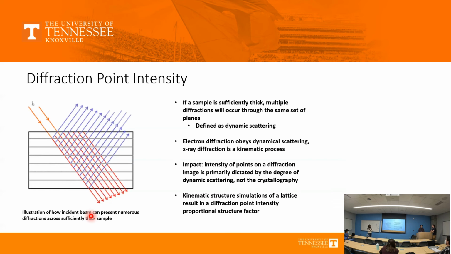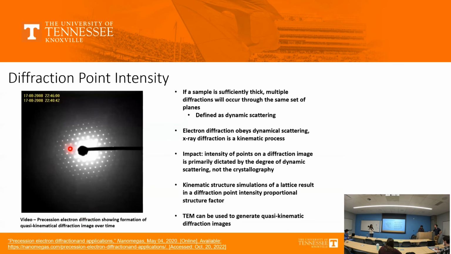If you think about it, after you diffract the first time, you have a beam still going. That beam is still moving in your lattice, and there are still more planes for it to diffract off again. So if you have a thick enough sample, you're going to have a whole bunch of multiple diffractions. That is the concept of dynamical scattering, which is how electrons scatter in a material. So when you're looking at an electron diffraction image, that point intensity is no longer proportional to your actual crystallography. It's proportional to how many multiple scatterings are occurring. There are cool ways to minimize this. I've included a video that might play.